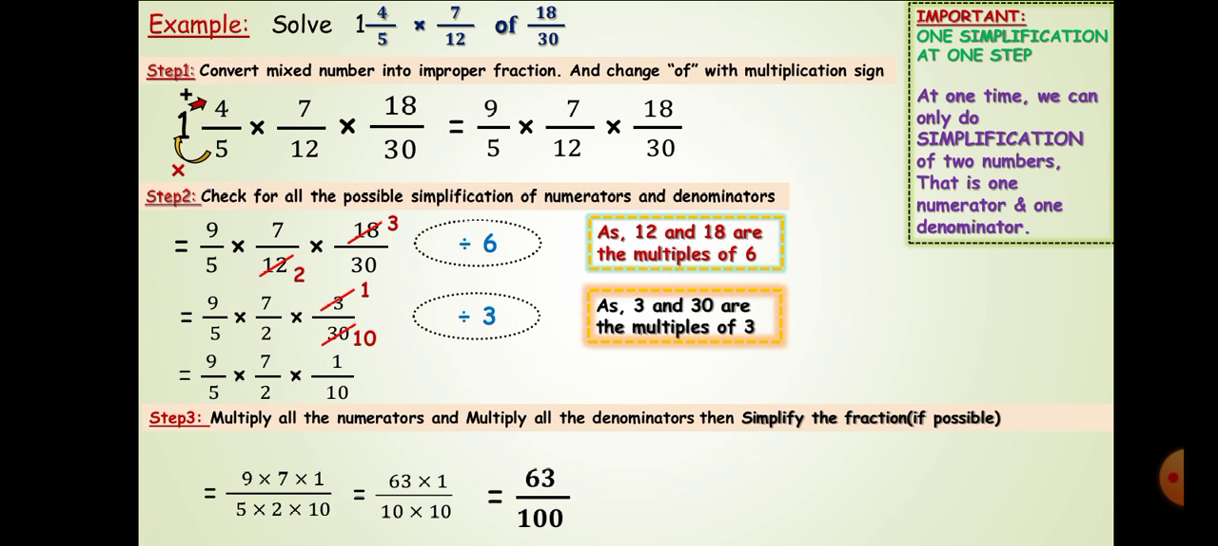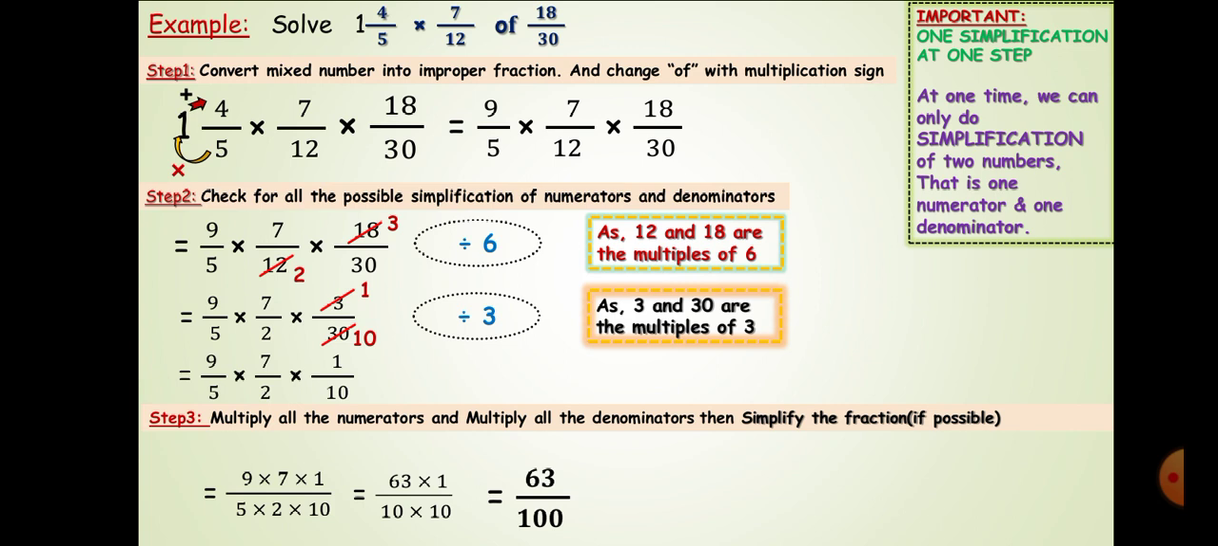So here you can see 9/5 multiplied by 7/12 multiplied by 18/30. Here 12 and 18 are divisible by 6. So dividing, I'm going to get 9/5 multiplied by 7/2 multiplied by 3/30. Then here I see 3 and 30, they both are divisible by 3. So dividing them, I'm getting 9/5 multiplied by 7/2 multiplied by 1/10.